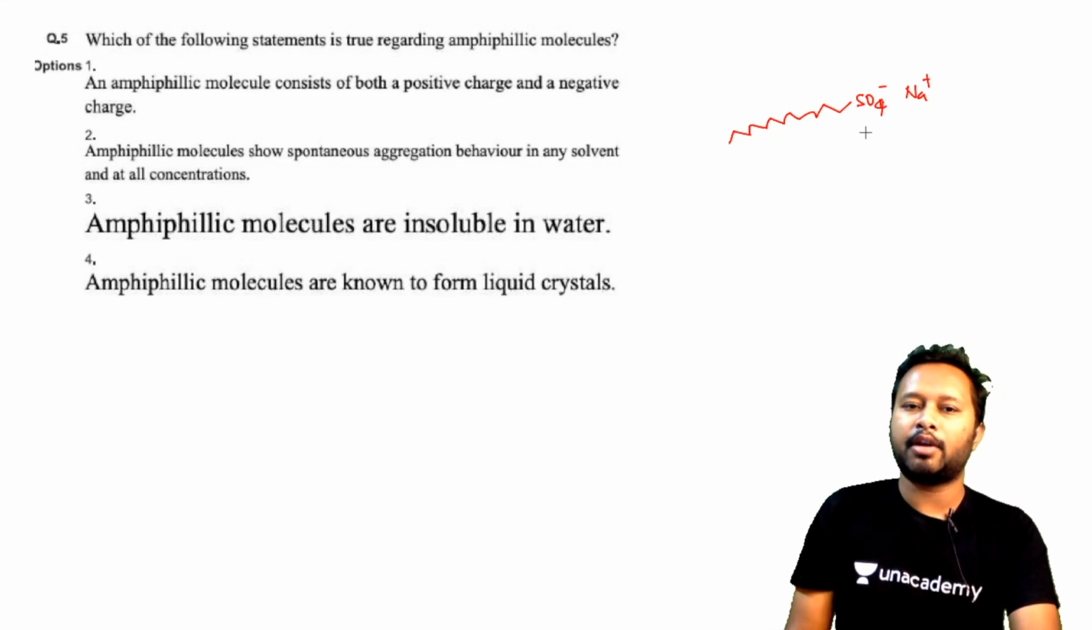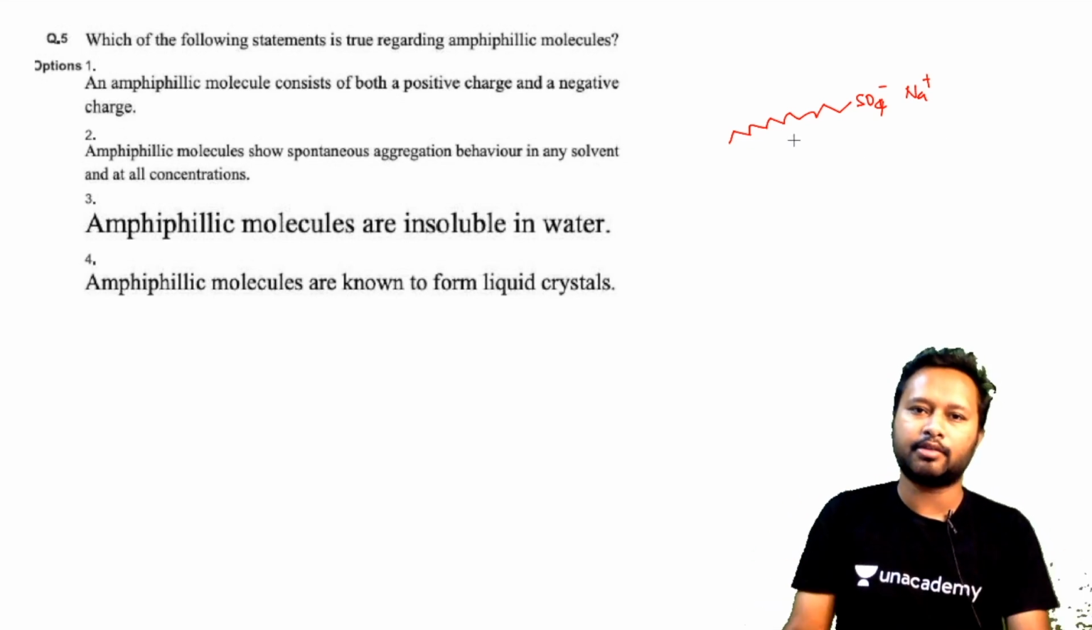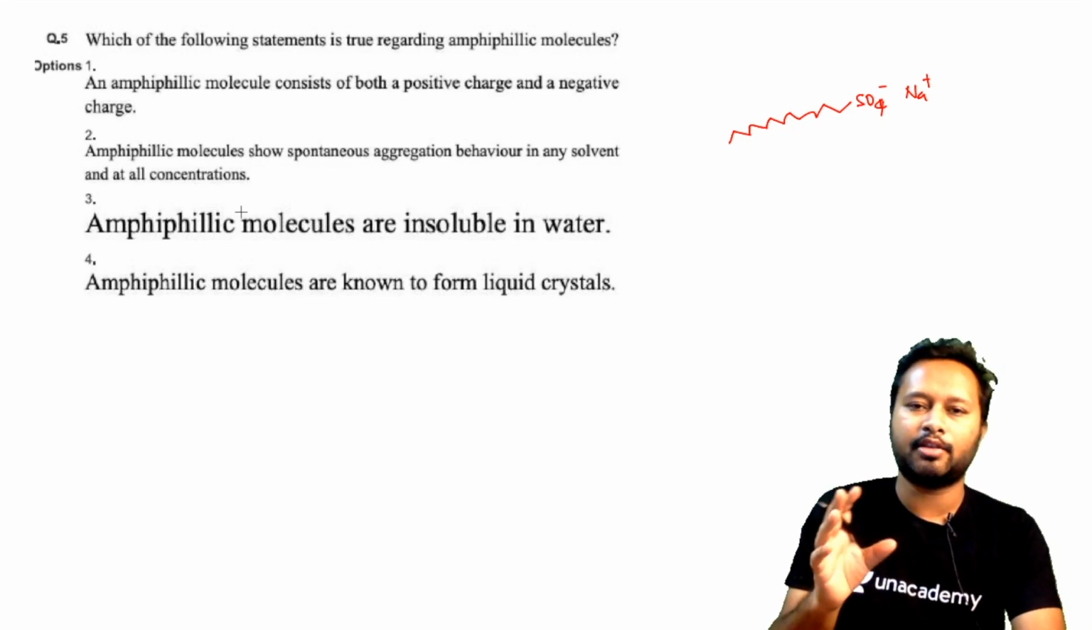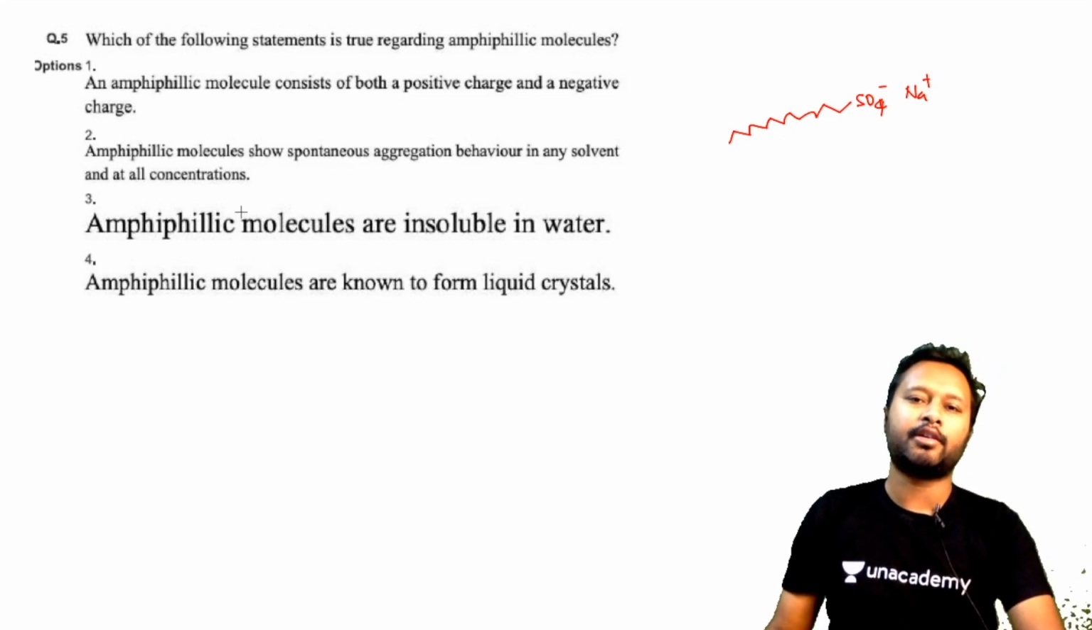So amphiphilic molecules are those which have two types of ends. Those are called amphiphilic molecules. Okay, means one will be water loving, solvent loving, and the other one will be solvent repelling.